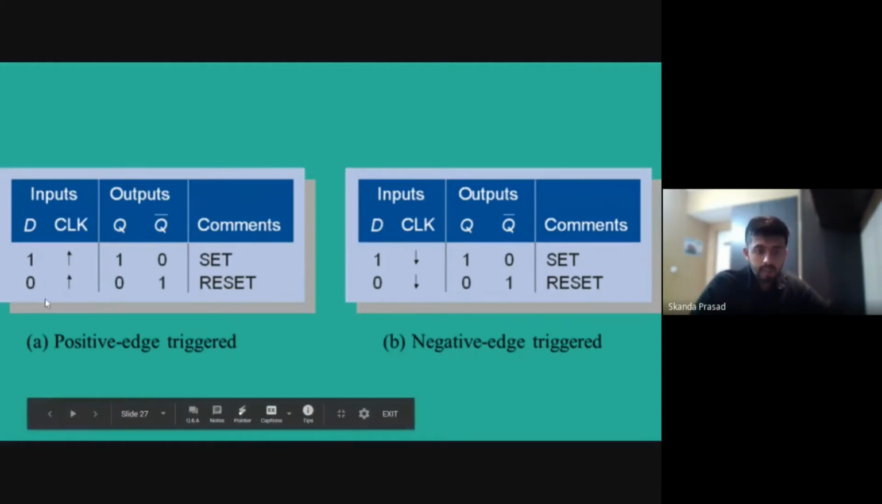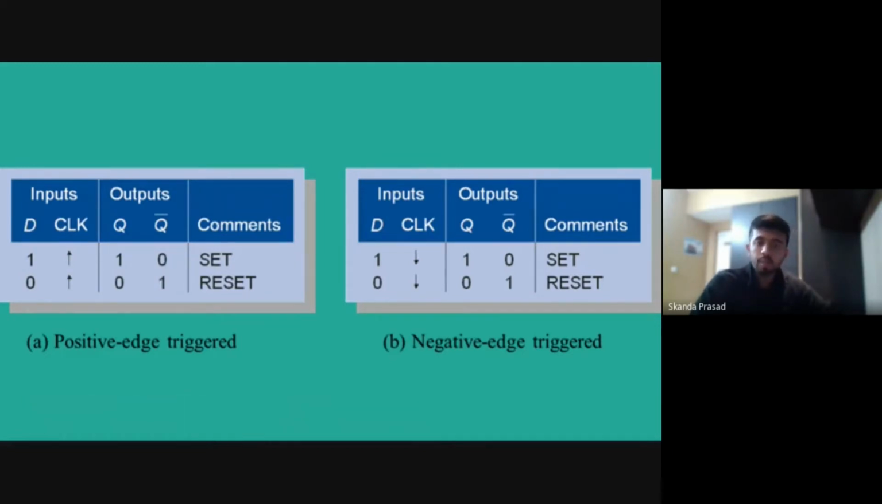You can clearly see that when D is 1 and the clock is at the rising edge, the arrow pointing upwards means it is the rising edge, that is, the transition from 0 to 1. At that instant, when you see the output, you will get Q. Q is the desired output, which is the same as D, what you give as input.